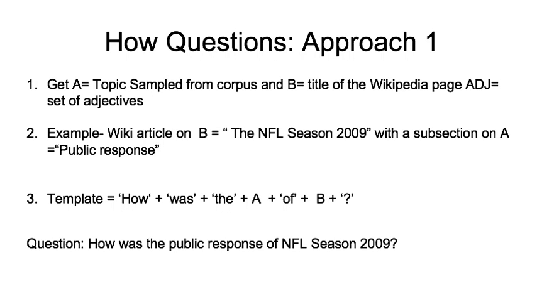Next, we talk about how to generate how questions. We use the same approach as we used in the binary questions, using the key description pairs. So we extract A, which is the topic generated from the corpus, and B, which is the title of the Wikipedia page. Then we use the template "how was the A of B". So an example could be "how was the public response of NFL season 2009".